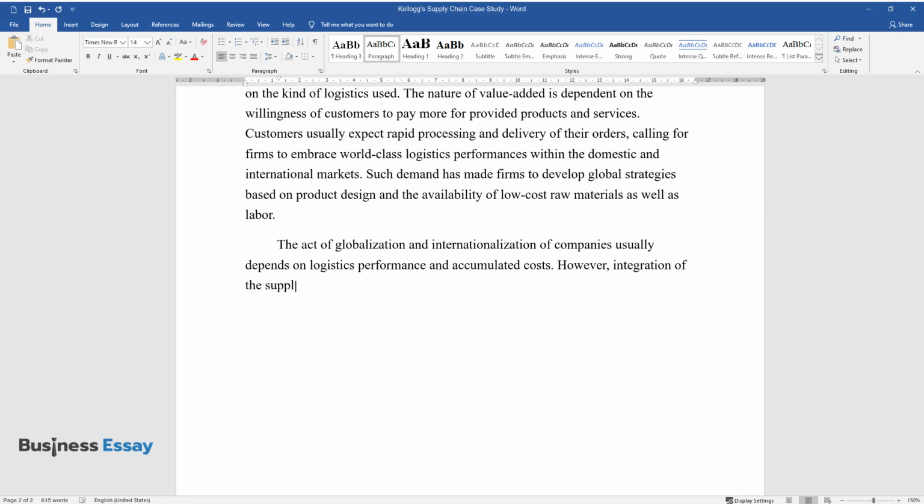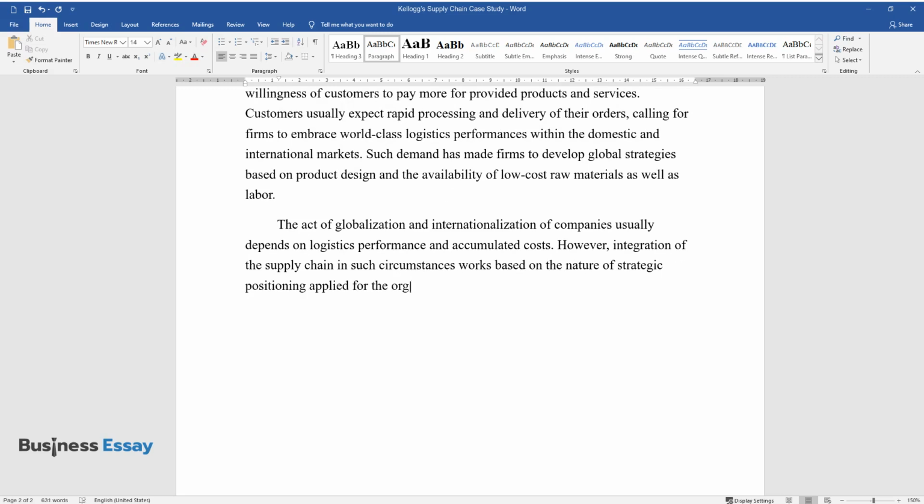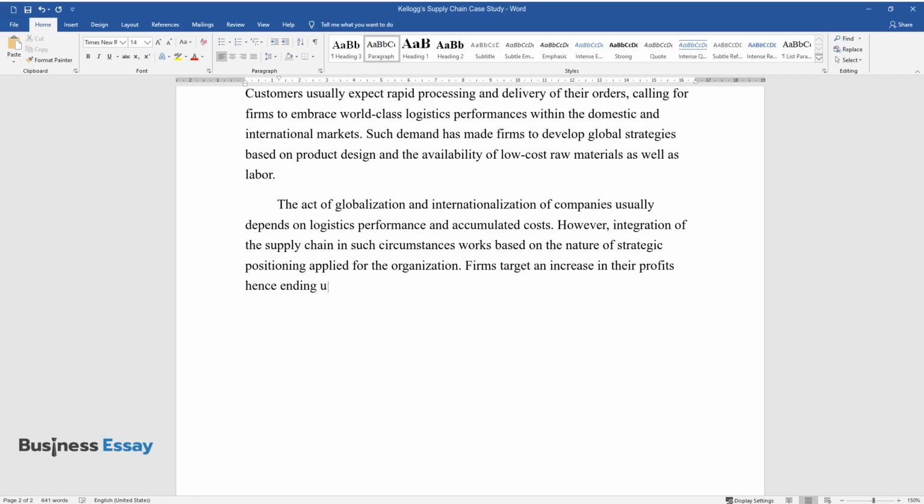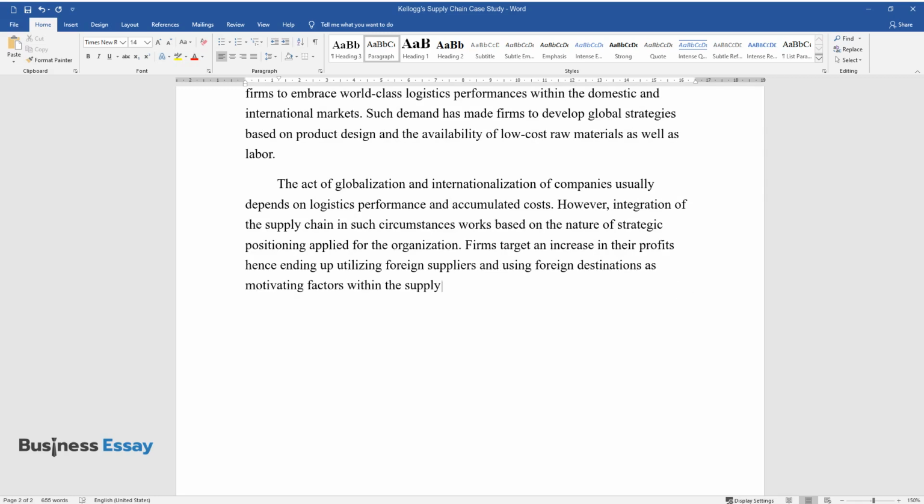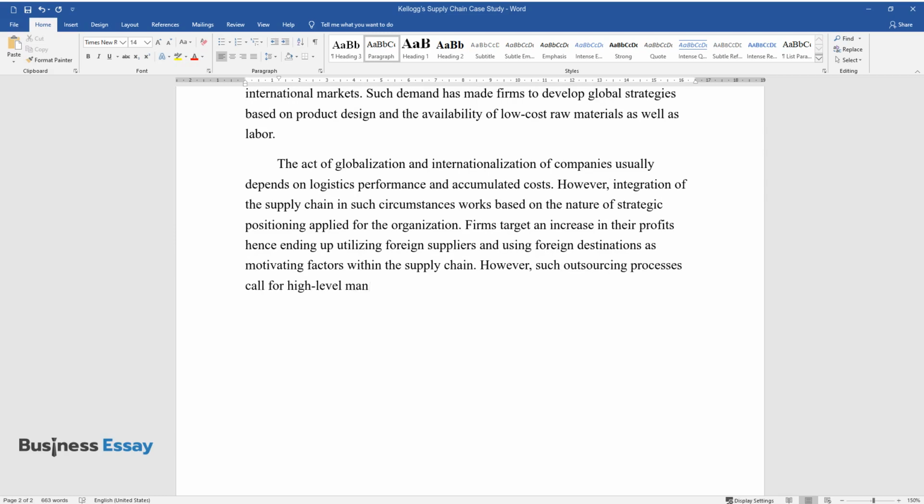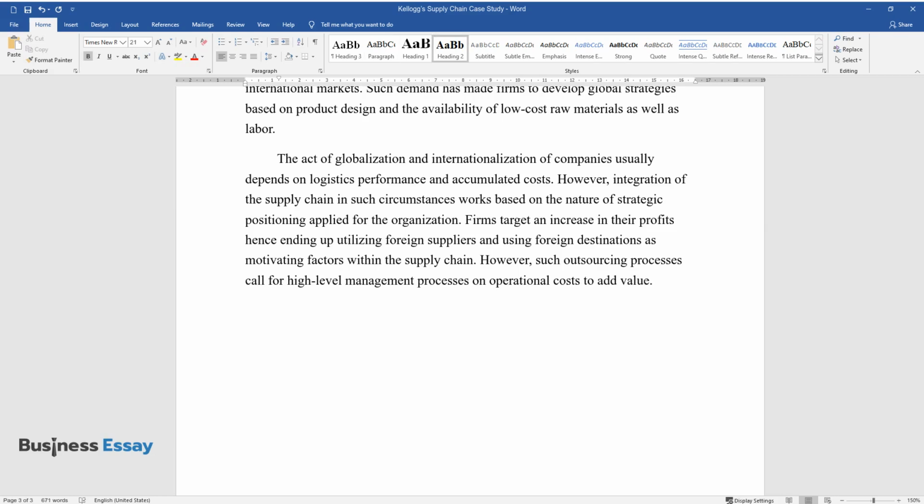However, integration of the supply chain in such circumstances works based on the nature of strategic positioning applied for the organization. Firms target an increase in their profits, hence ending up utilizing foreign suppliers and using foreign destinations as motivating factors within the supply chain. However, such outsourcing processes call for high-level management processes on operational costs to add value.